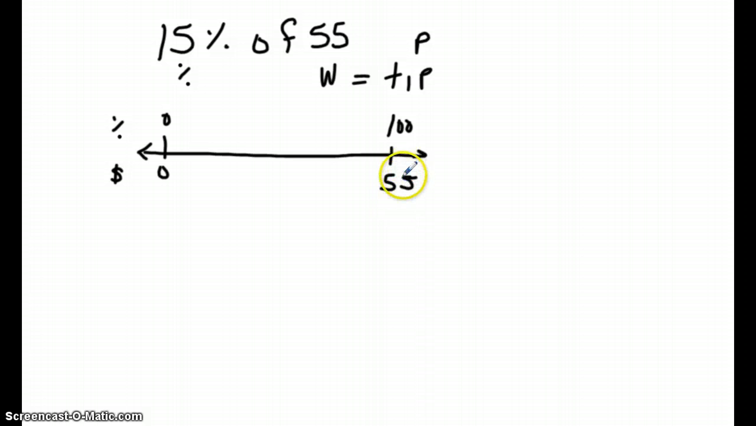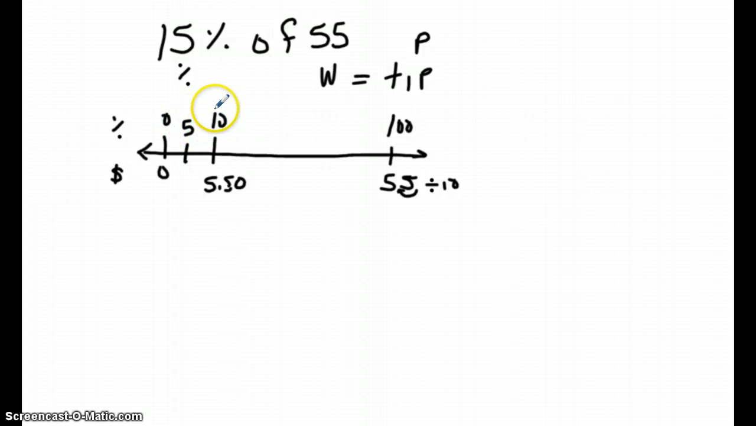The easiest thing to do right now would be to find 10%. So if I find 10%, that's 100 divided by 10 makes 10. 55 divided by 10 means that we're going to take our decimal and move it one place to the left. So it becomes $5, and we're going to put the zero on the end so it makes sense to us, $5.50.